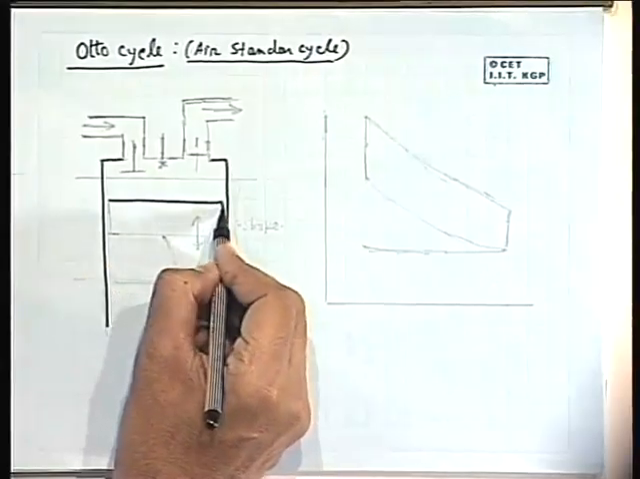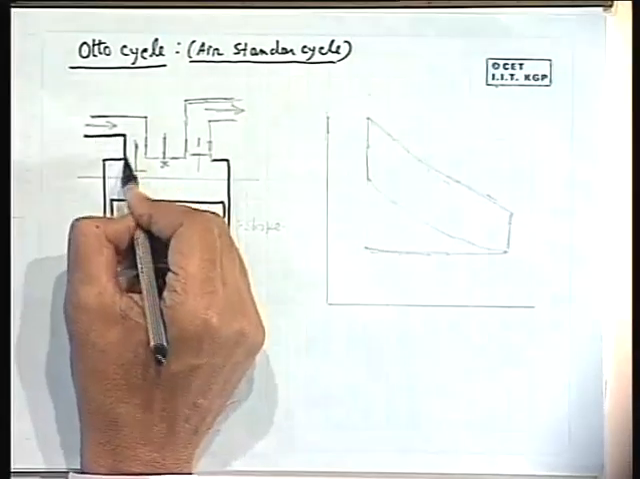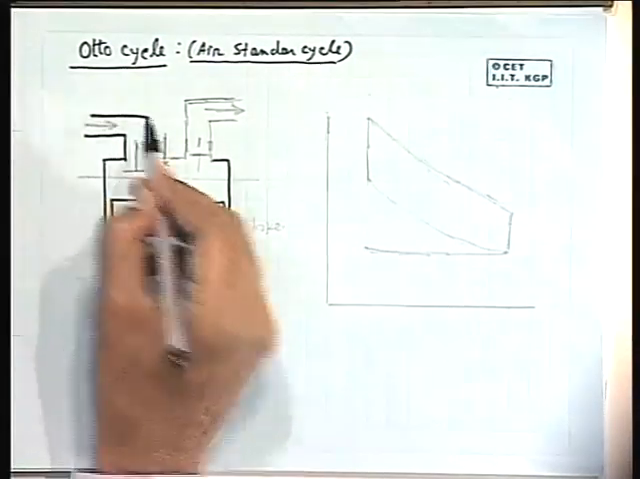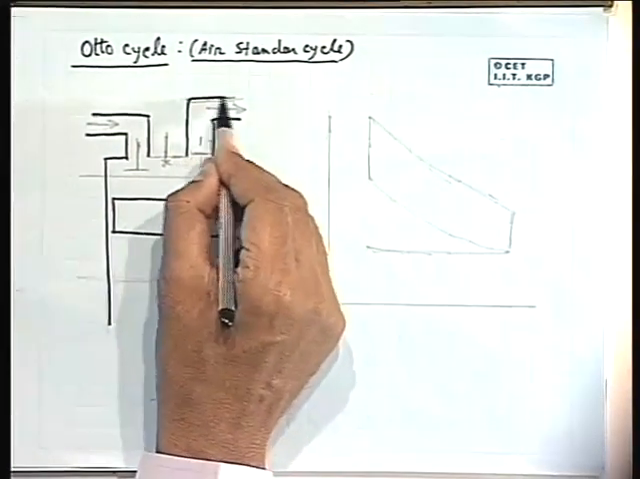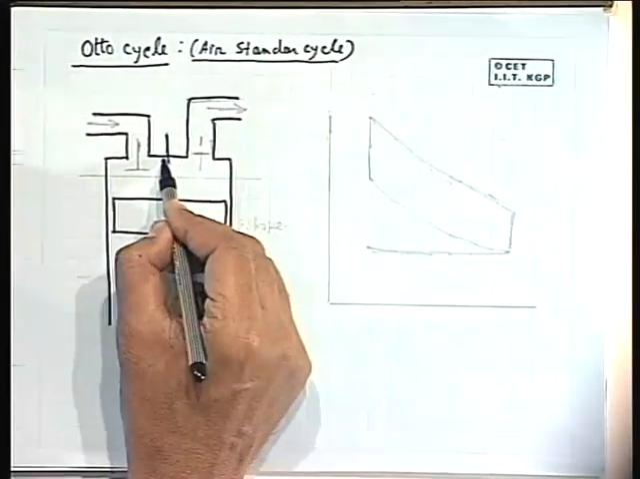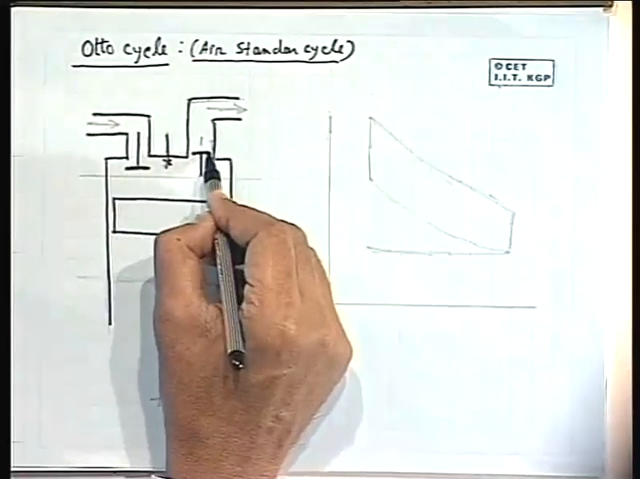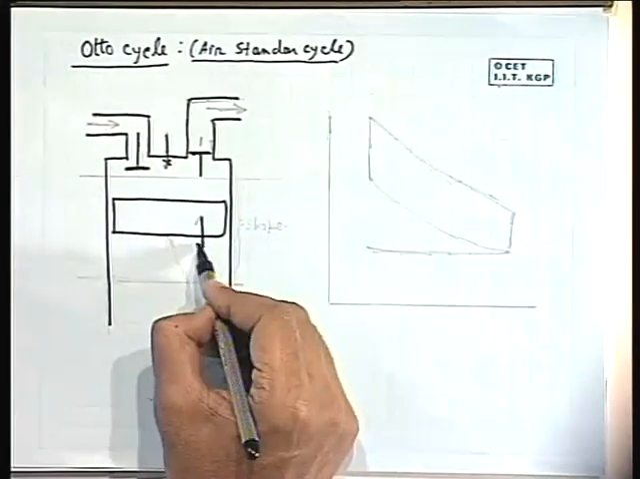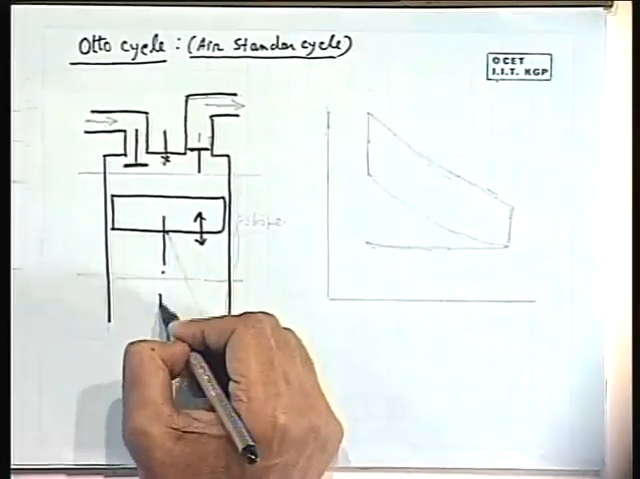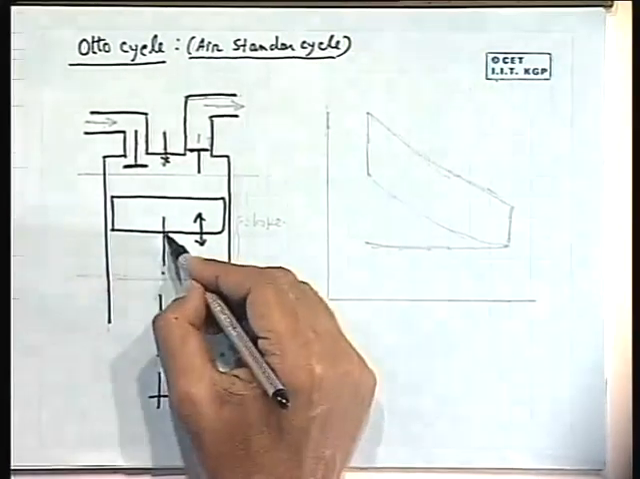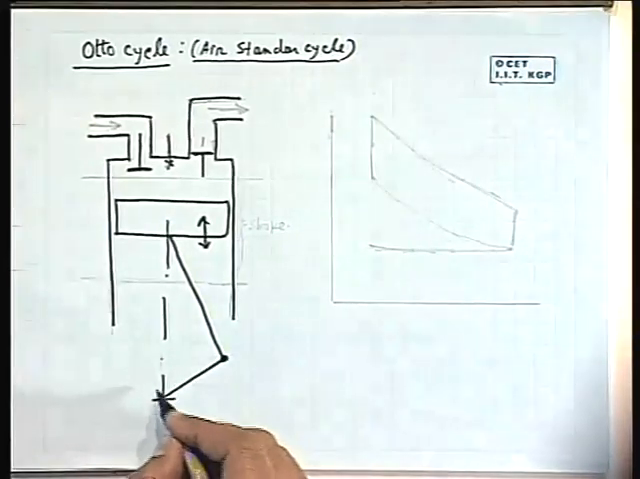Let me draw the figure first, then I will explain this. This is a cylinder piston arrangement, and a working fluid performs a non-flow process. This performs a reciprocating motion. This is a center line, and this is a connecting rod and crank mechanism.